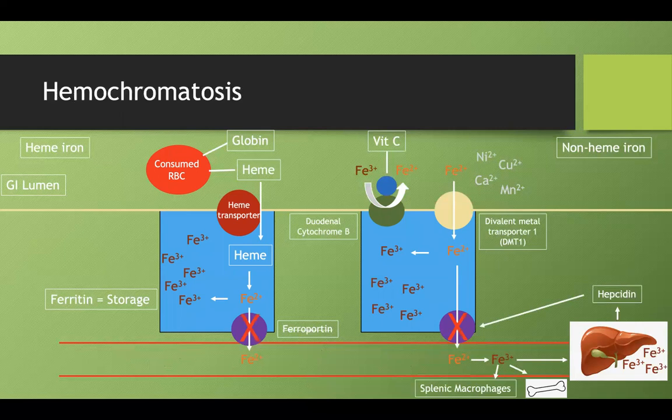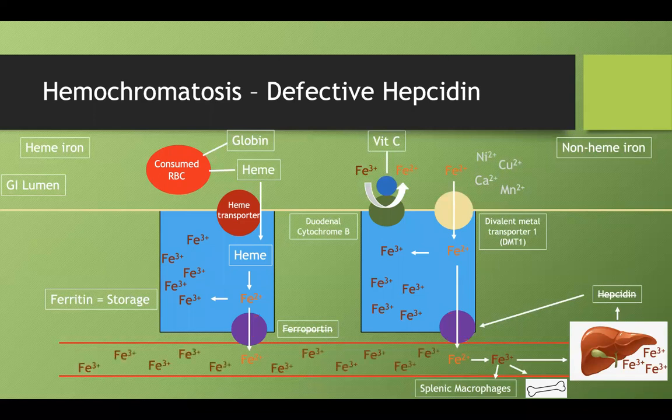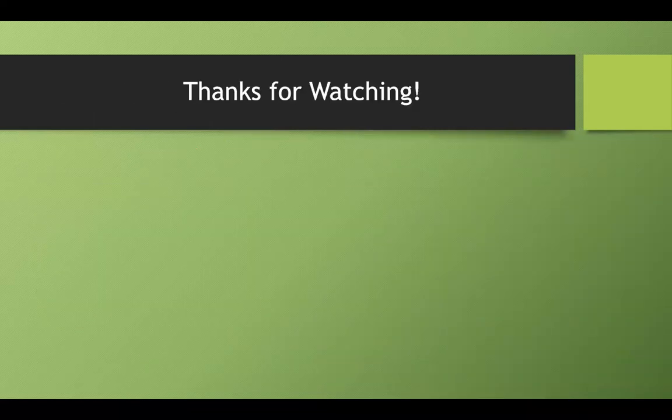And so in something like hemochromatosis, the whole problem of hemochromatosis, it's not necessarily a liver problem. It's that you have defective hepcidin. And if you have defective hepcidin, these ferroportin channels can work just fine, and you could have a ton of iron flooding your bloodstream.